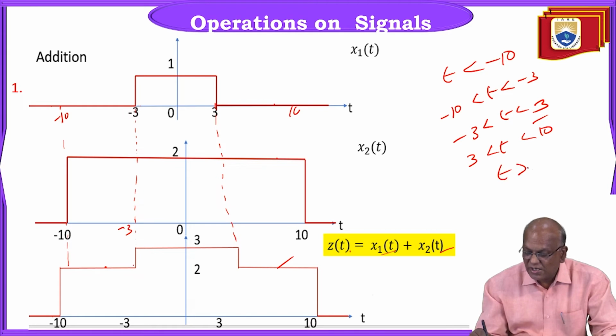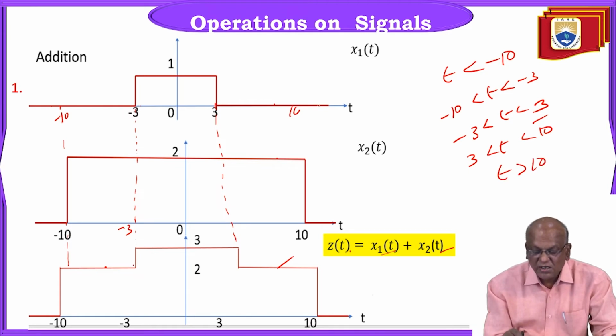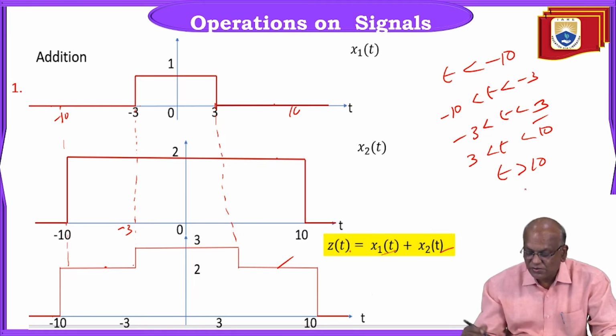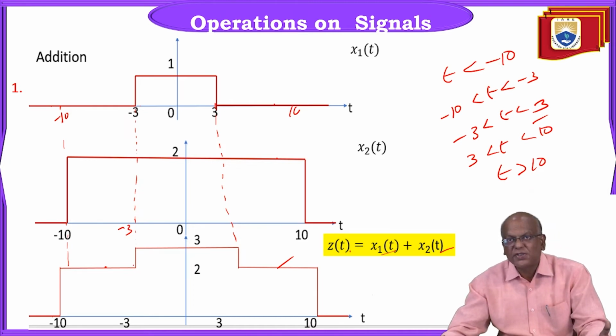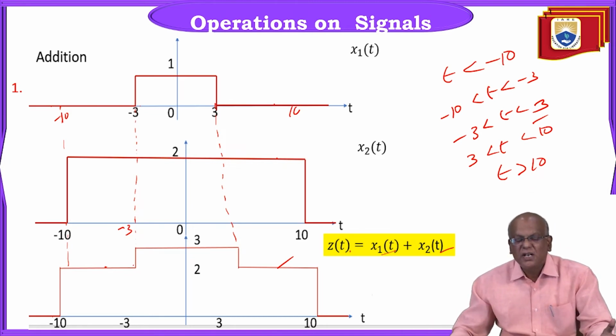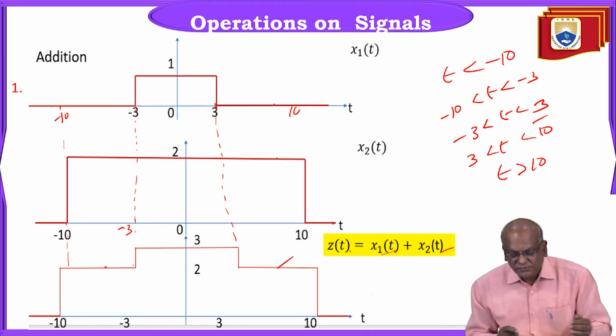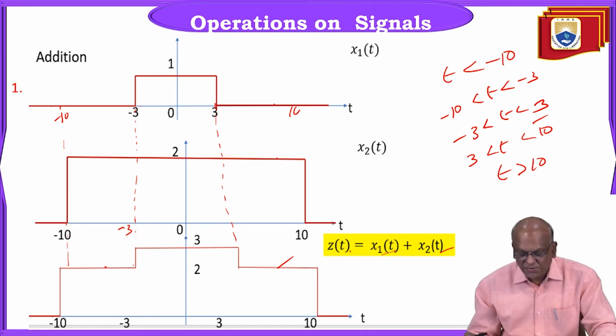For t greater than 10, x1(t) equals 0 and x2(t) equals 0, and adding both, we get z(t) also 0. This is the time-by-time addition operation. The amplitudes will be added time by time. This is for the addition operations.